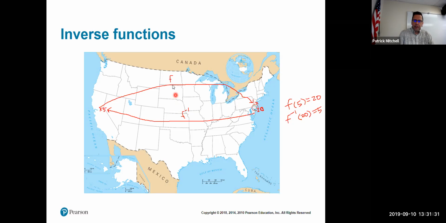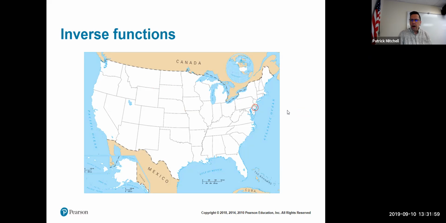And if I do it the other way, which way did I just do it? I did f inverse circle f. So now I'm going to do f circle f inverse. That means I have to start over here. f inverse takes me from 20 to 5. f takes me from 5 back to 20. So f circle f inverse of 20 would be 20. It would just take you back to the original number. And that is going to be the definition of what inverse functions do.